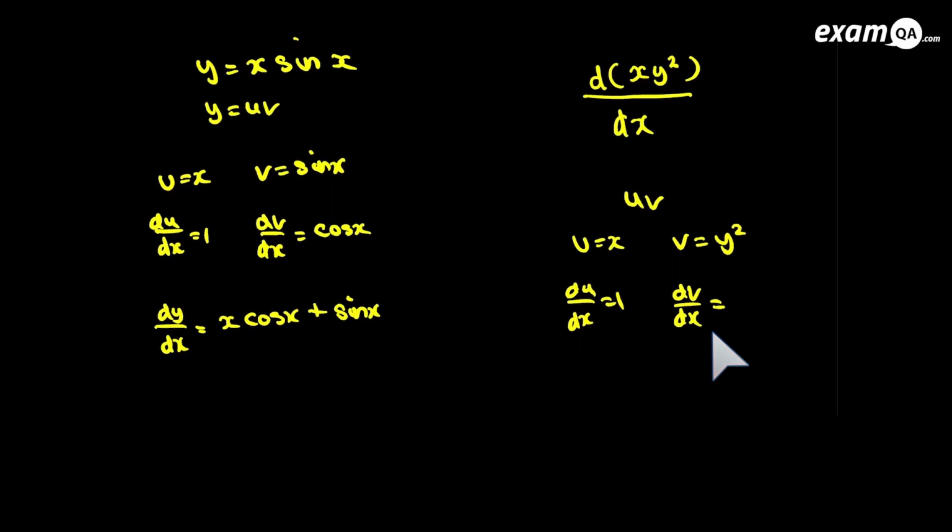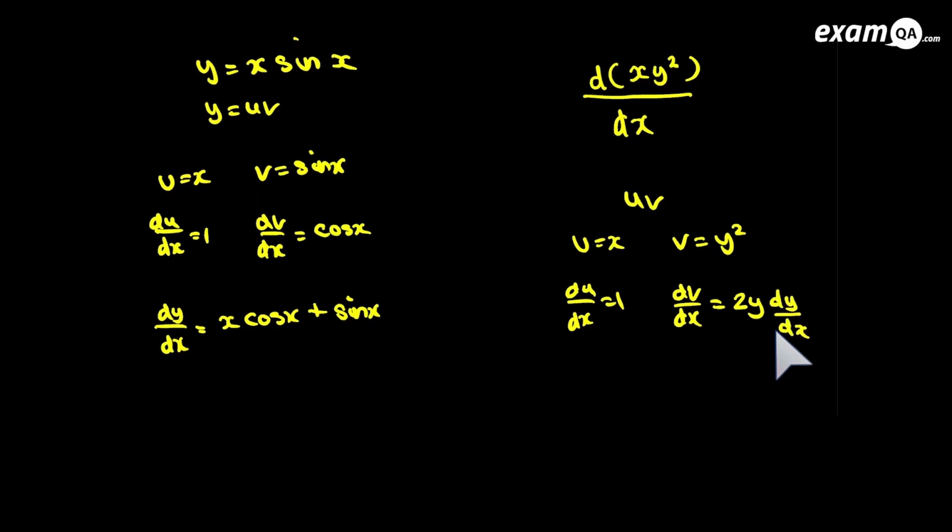Now, to differentiate y squared, you need to use implicit differentiation. And I'm hoping you've looked at the video on implicit differentiation. If you haven't, just go back and have a look. You simply differentiate as if it was x, so it'll be 2y, but you slap on that dy dx.